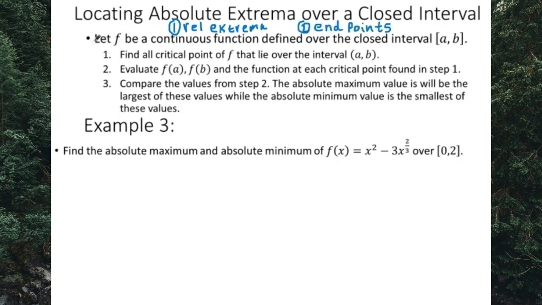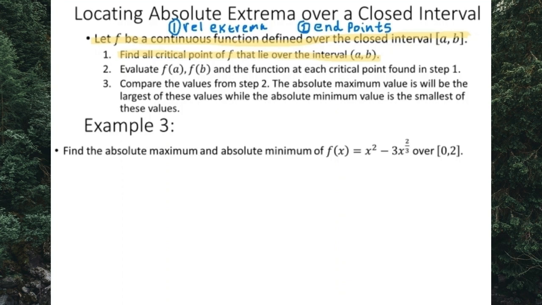So now we can discuss our procedure. We'll let f be a continuous function defined over a closed interval [a, b]. So in our example, we're going to use f of x equals x squared minus 3x to the 2/3 over the interval 0 to 2. The first step is we're going to find all critical numbers of f that lie within our interval.